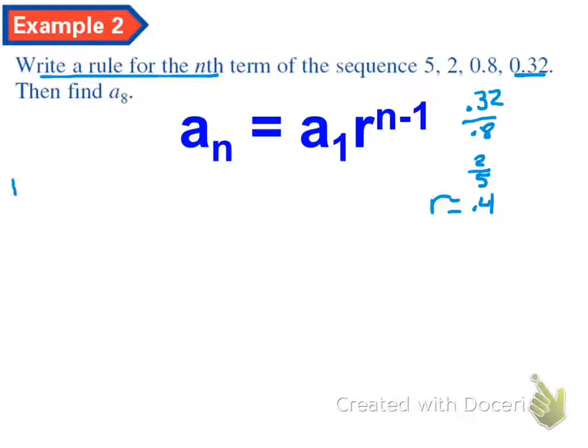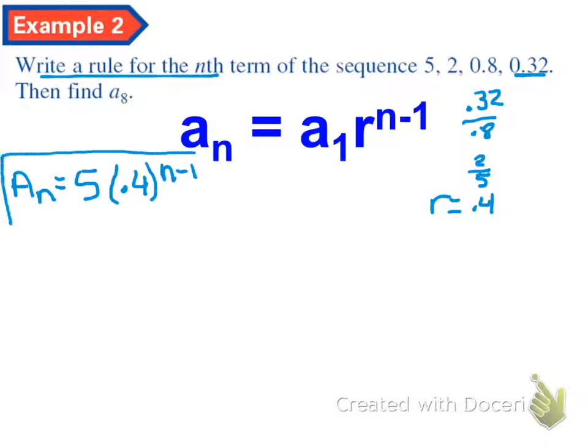Now let's write our rule. Any term is equal to the first term, which in this case is 5, times the ratio, which is 0.4, raised to the power of n minus 1. So here's our rule for any term. This cannot be simplified any further. A common mistake would be to try to multiply 5 times the 0.4. This cannot be done because they are not being raised to the same power. The understood power on 5 is 1, but on the 0.4 the power keeps changing, 0.4 raised to the power of n minus 1. So you cannot simplify this product.